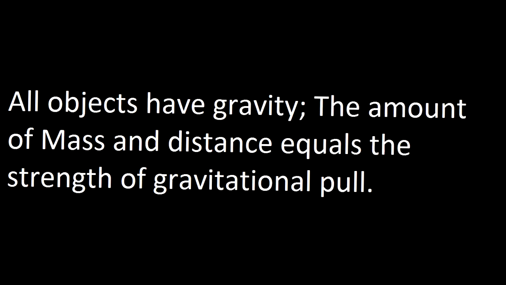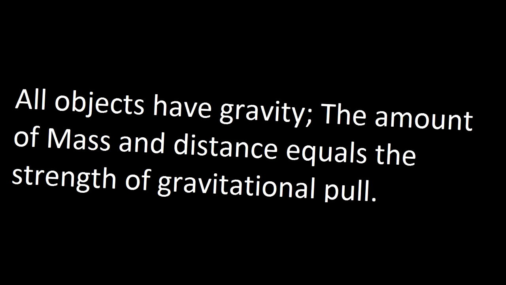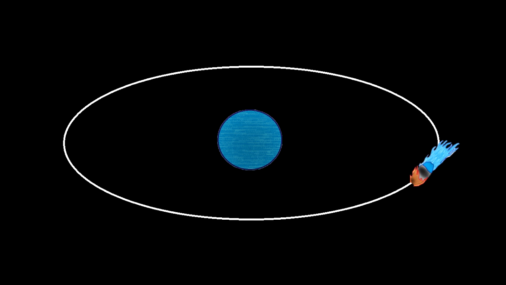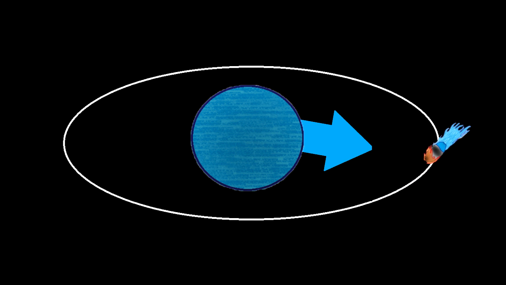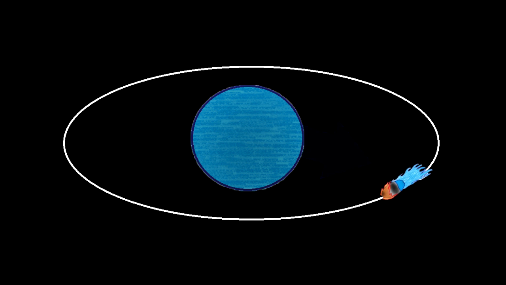Finally, we reach Newton's fourth law, also known as the law of universal gravitation. All objects have gravity. The amount of mass and distance equals the strength of the gravitational pull. An example of this is a comet orbiting a planet. The further away the comet is, the less it is affected by the planet's gravity, still allowing it to orbit the planet. But the closer the comet is to the planet, the more the comet is affected by the planet's gravity, causing the comet to orbit closer to the planet and in some cases, crash into the planet.